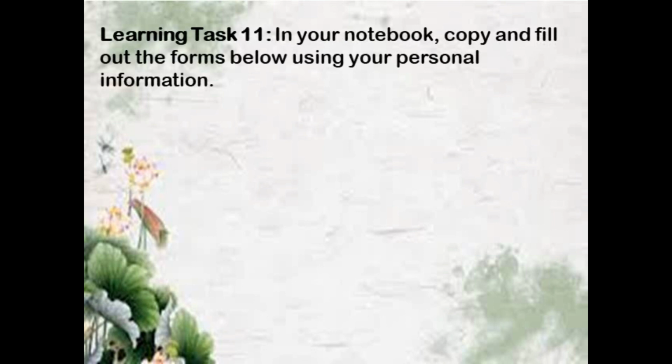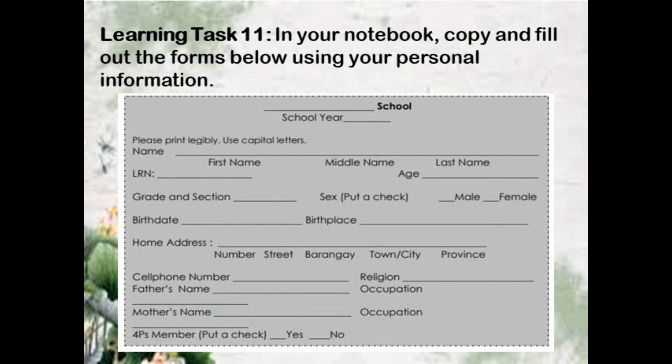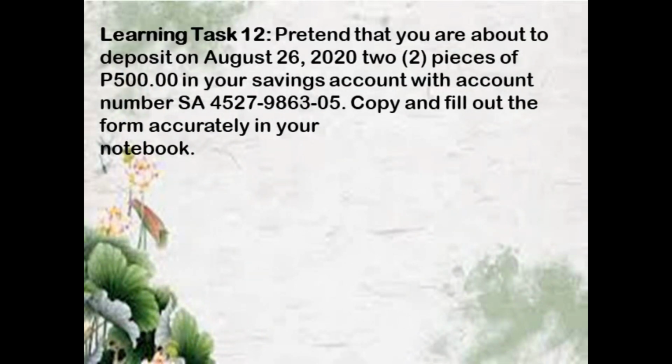Learning Task 11. In your notebook, copy and fill out the forms below using your personal information. Learning Task 12. Pretend that you are about to deposit on August 26, 2020, 2 pieces of 500 in your savings account with account number SA4527986305. Copy and fill out the form accurately in your notebook.